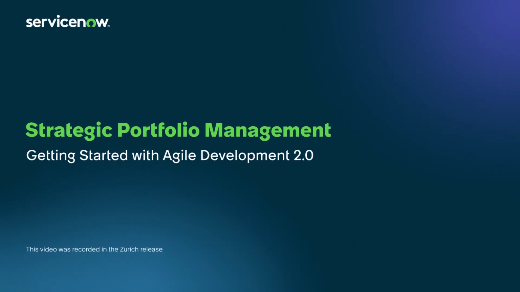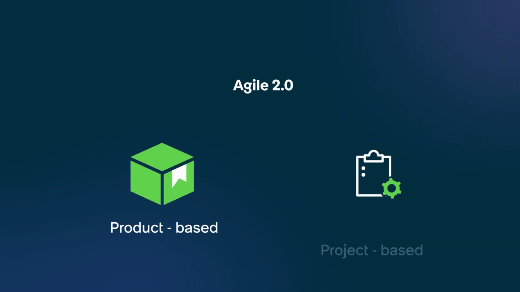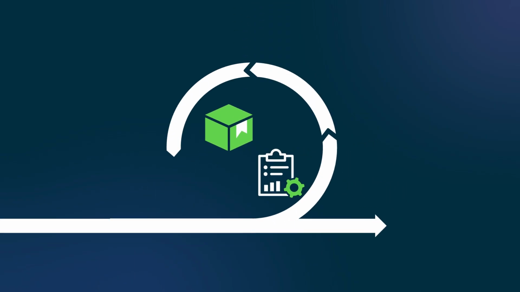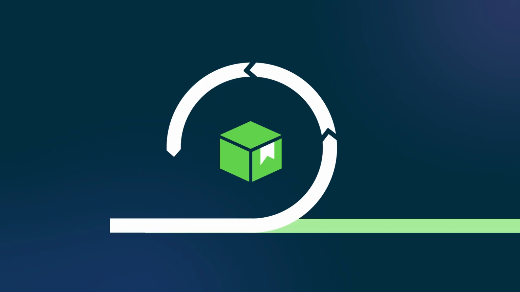Getting started with Agile development in the ServiceNow Strategic Portfolio Management application. Agile development helps you manage product-based or project-based efforts using the Scrum framework. You can also create your own hybrid approach. For this video, we'll use a product-based example.